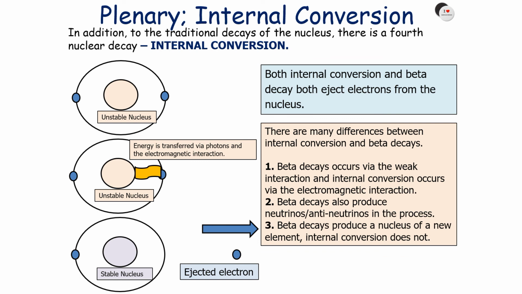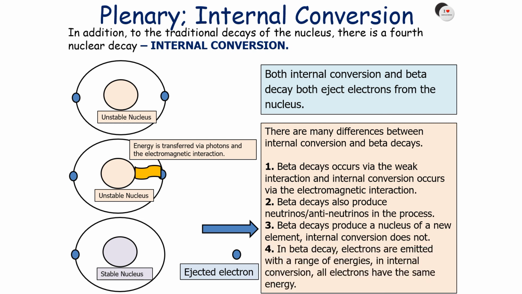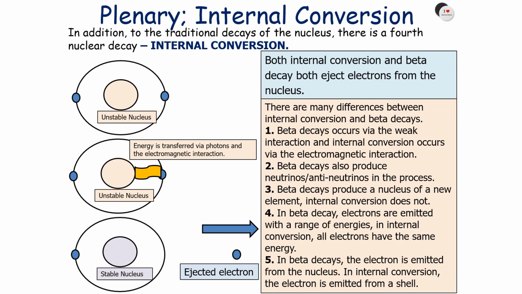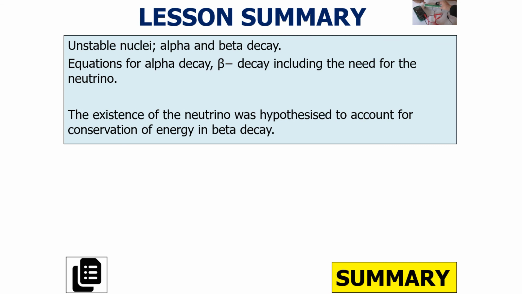In beta decays, you'll produce a nucleus of a new element because your proton is turned into a neutron or vice versa, but internal conversion does not do that. Number 4, in beta decay, electrons are emitted with a range of energies, due to the neutrino or antineutrino also being produced. But in internal conversion, all electrons have the same energy. And finally, in beta decays, the electron is emitted from the nucleus, but in internal conversion, the electron is emitted from a shell.